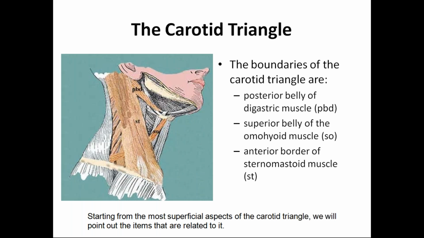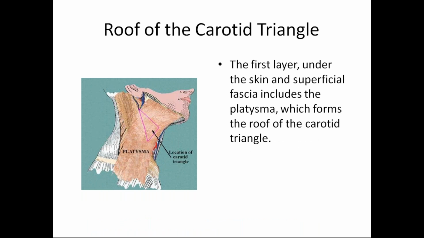So coming to the carotid triangle. What are the boundaries of the carotid triangle? The posterior belly of the digastric muscle, the superior belly of the omohyoid muscle, and the anterior border of the sternomastoid muscle. What is the roof of the carotid triangle? The first layer under the skin and superficial fascia includes the platysma, which forms the roof of the carotid triangle.